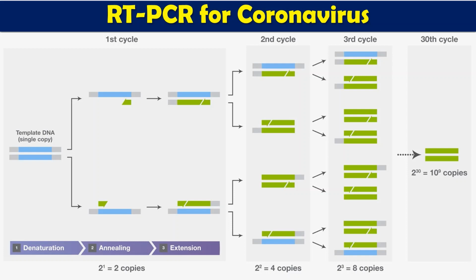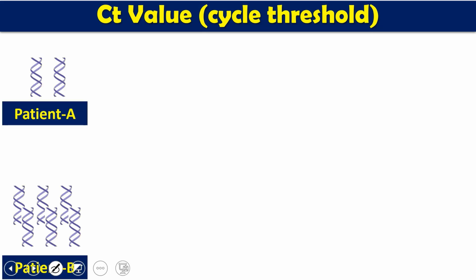So after a certain number of PCR cycles, we are going to get a sufficient amount of DNA. Now this DNA will be detected in terms of fluorescence. That detection level we denote in terms of the CT value. So that is called the cycle threshold value.